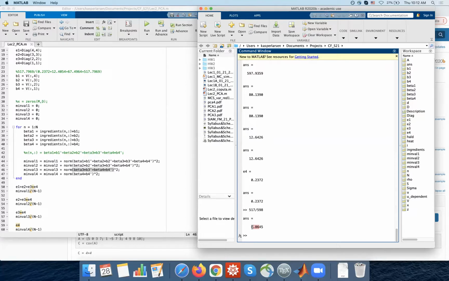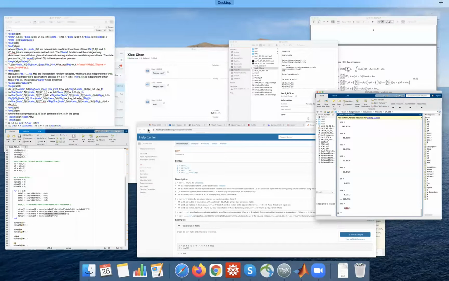This was a little bit about principal component analysis. Are there any questions?